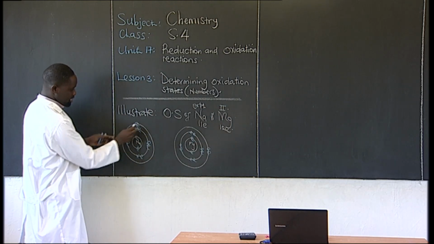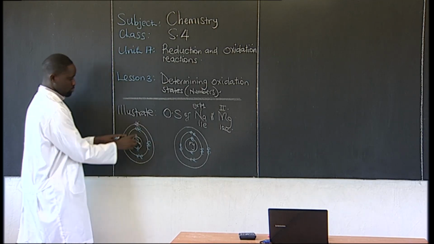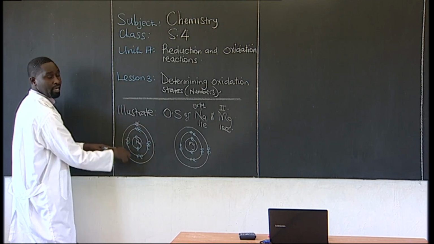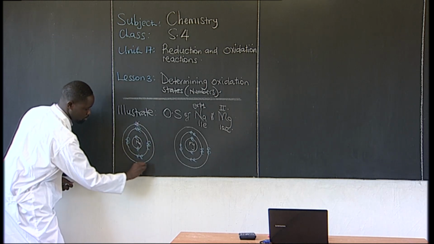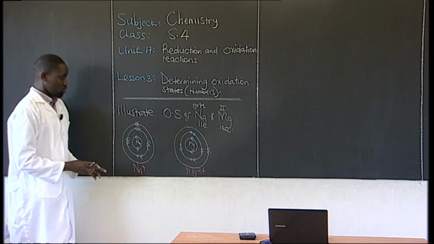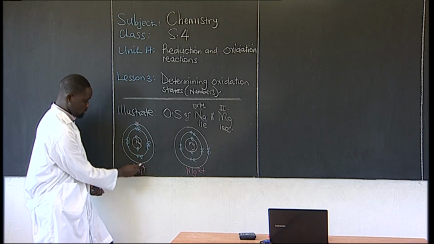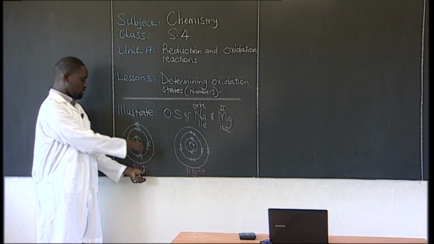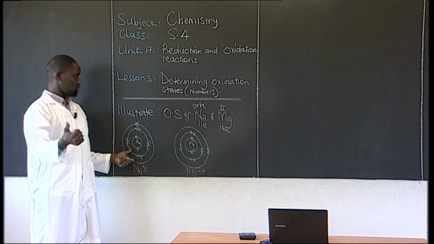So it loses this 1 electron to have a stable electronic arrangement, and it forms positive 1. This forms magnesium, positive 2. So as it loses 1, it will have a single positive. It can't lose any more electrons because it has attained a stable electronic configuration.